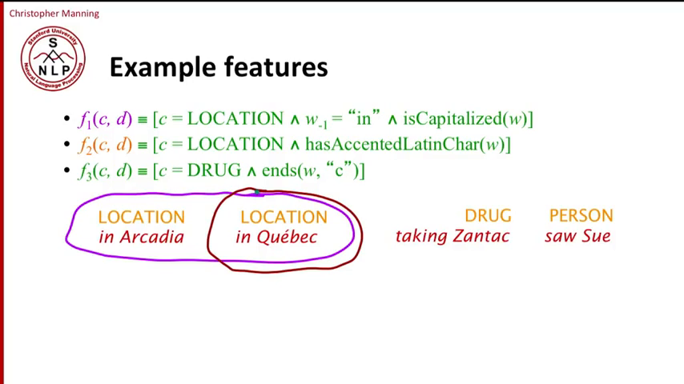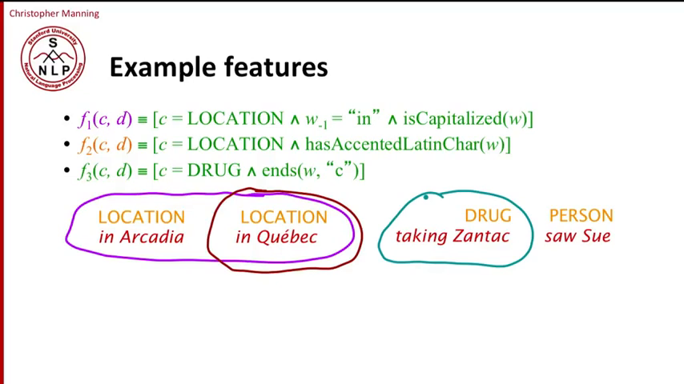Okay, so then let's look at feature 3. Feature 3 says the class is drug and the word ends in C. So that's a feature that's true of this piece of data, but not any of the others. So in general, that's what's happening. We're imagining for our training, we'll have data which already gives us the right answers. There'll be some words and they will have a class.